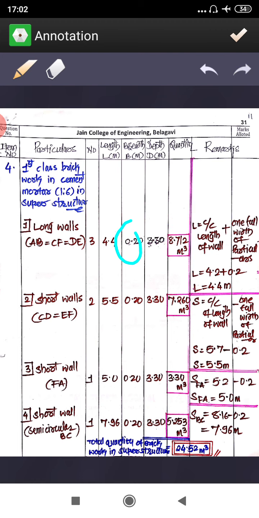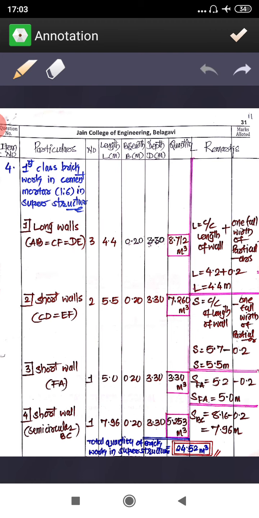Now here, again the same pattern you are supposed to follow for the long wall and short wall. For the long wall, I will be having three numbers. The length calculation I have shown in the remarks column. See that 4.2 is the center to center plus 0.2 of wall width you have to add. You will be getting 4.4. So three numbers into 4.4 into 0.2 into 3.3, you will be getting 8.712 meter cube.